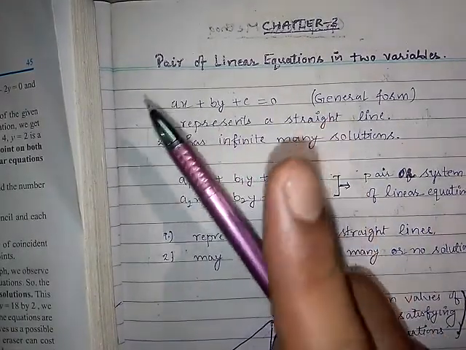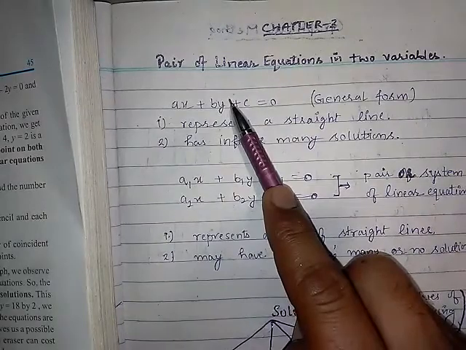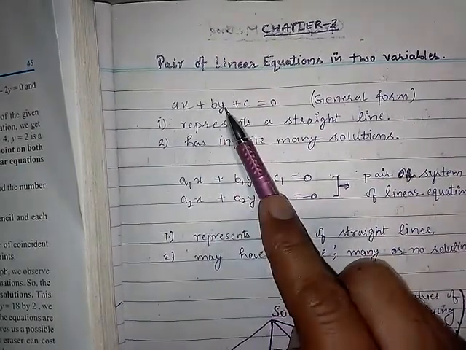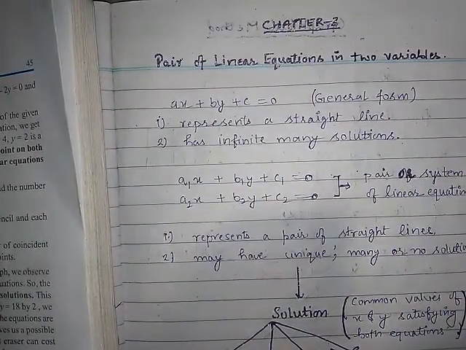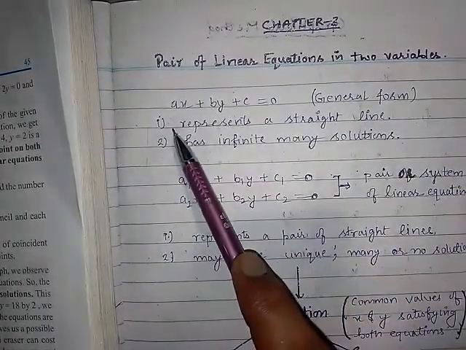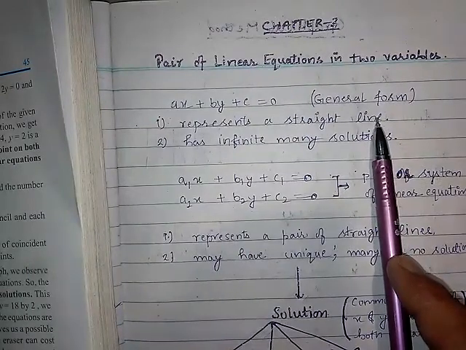Linear stands for degree 1. So here you can see x power 1, y power 1, and two variables are there, that is x and y. That's why it is called a linear equation in two variables. Clear? Now I have written two facts over here. First, it represents a straight line.